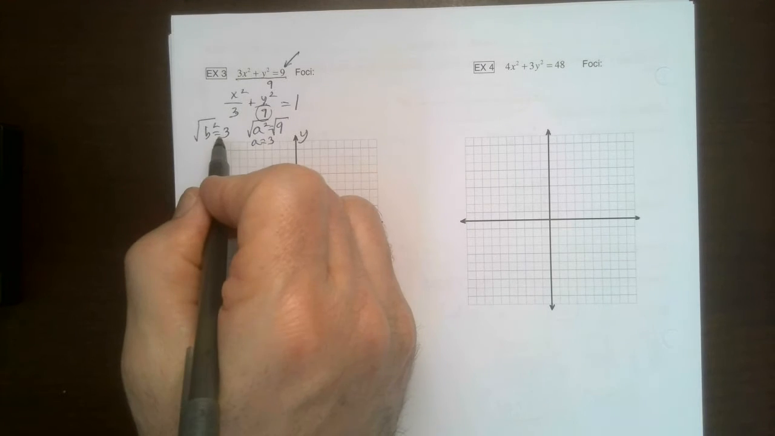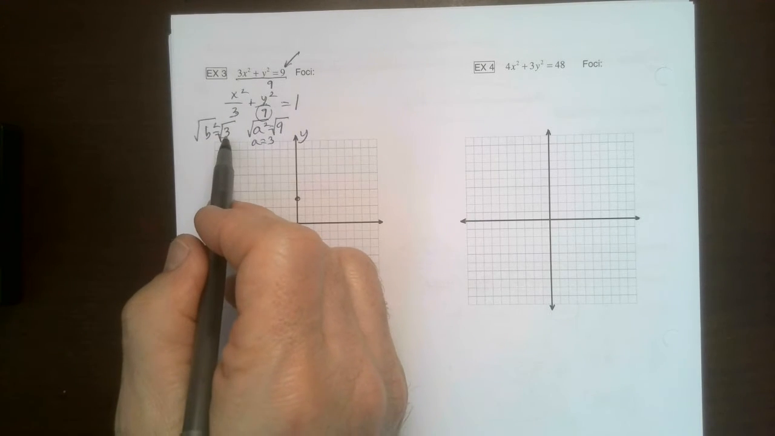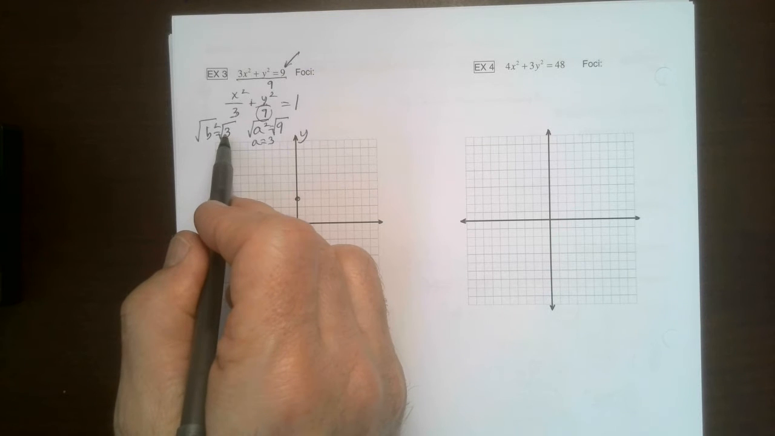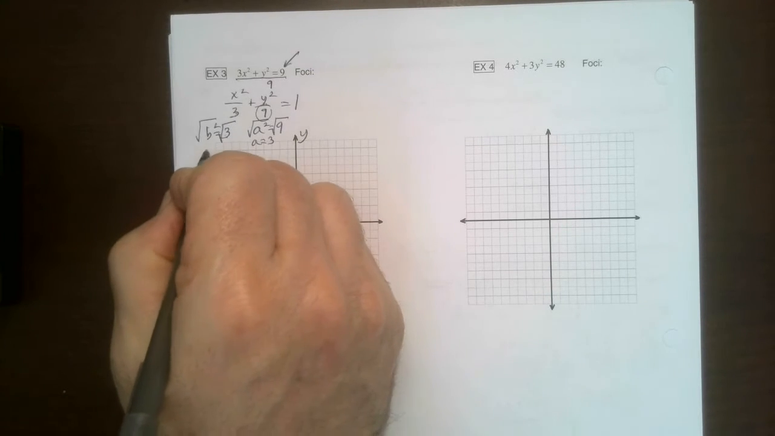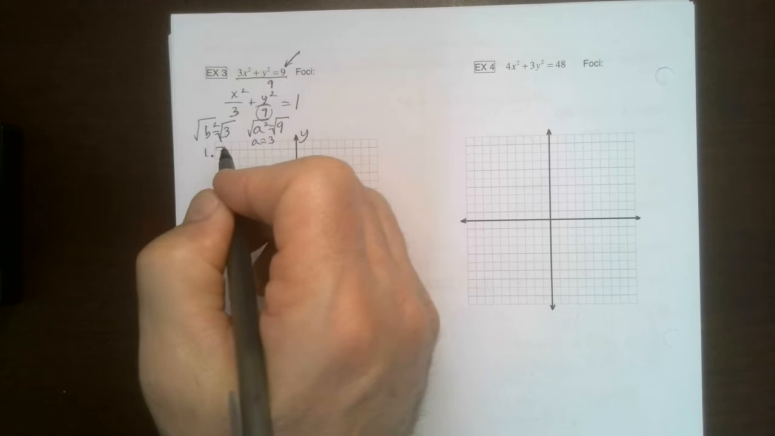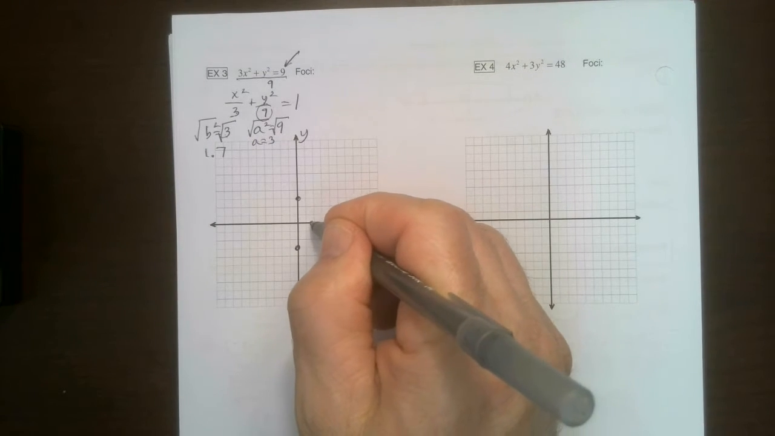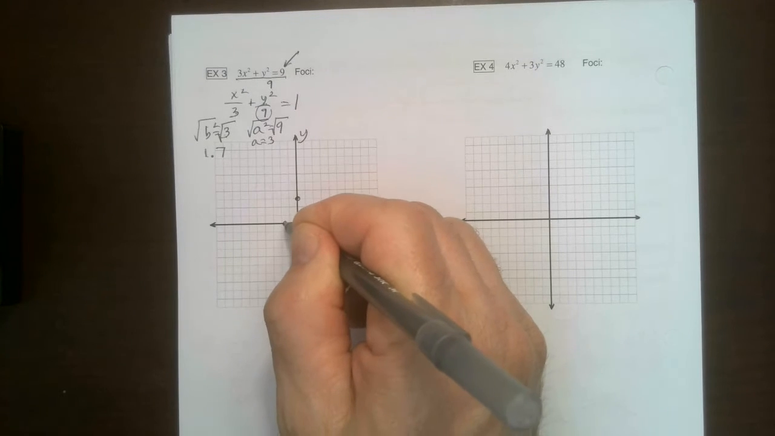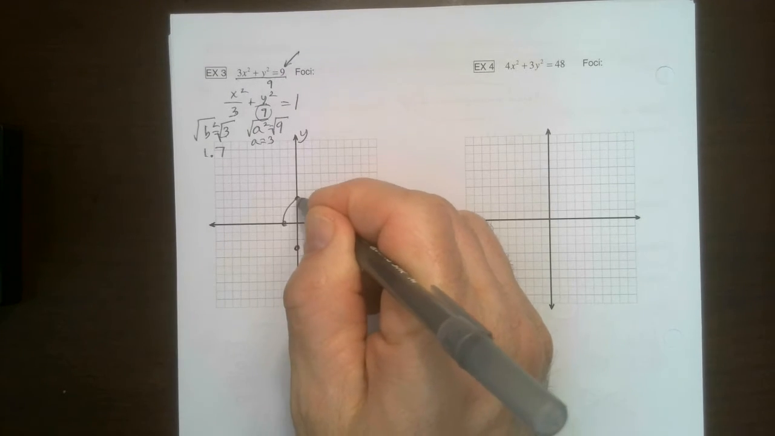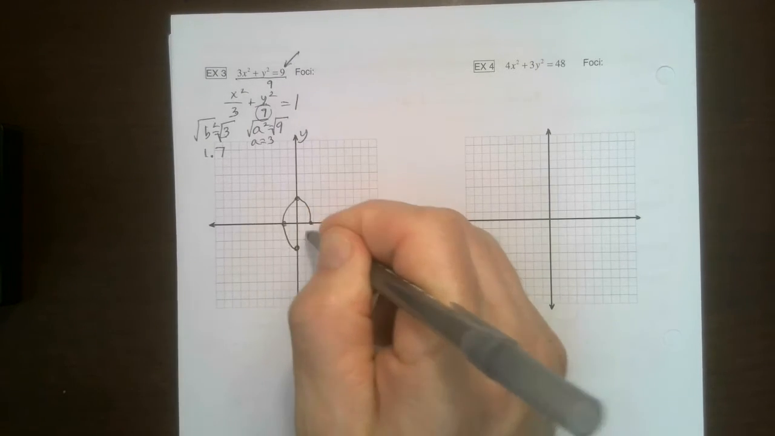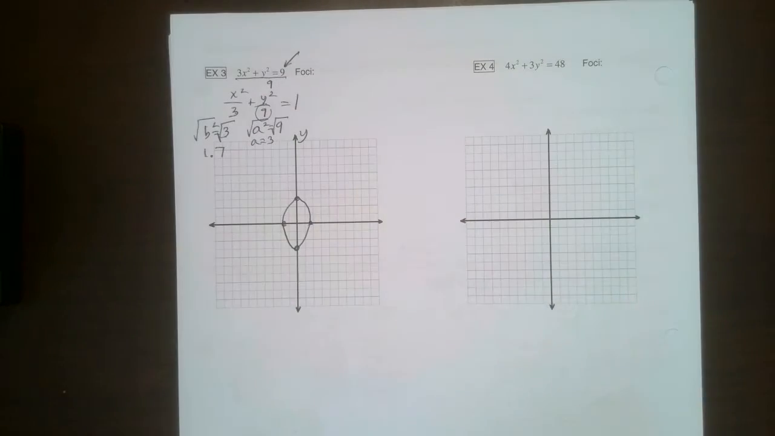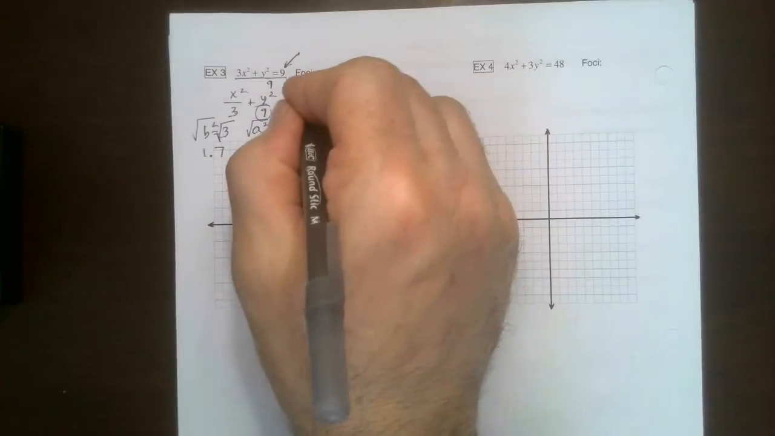And now here comes a weird moment. We get the square root of a non-perfect square root. Well, you got to get your calculator out to figure out what that is. I've done it so many times that I know it's approximately 1.7. So I'm going to go 1.7 in this way, 1.7 in this way. Draw this cute little rascal. There he is. But we still got to find the foci.